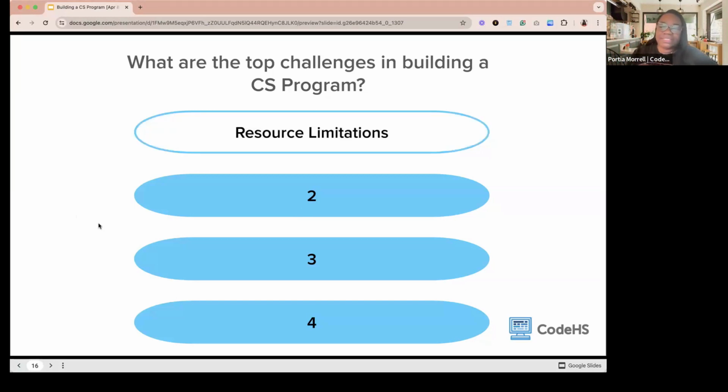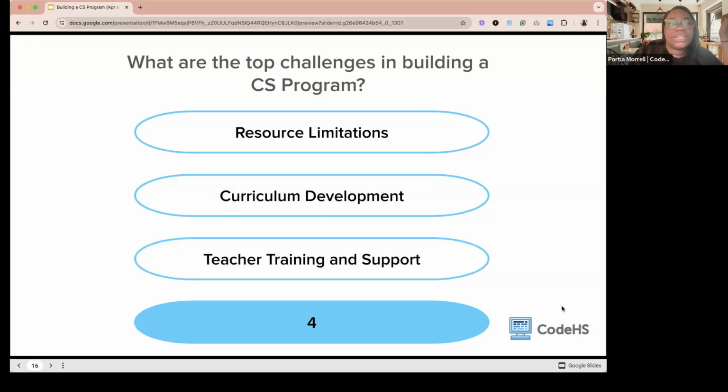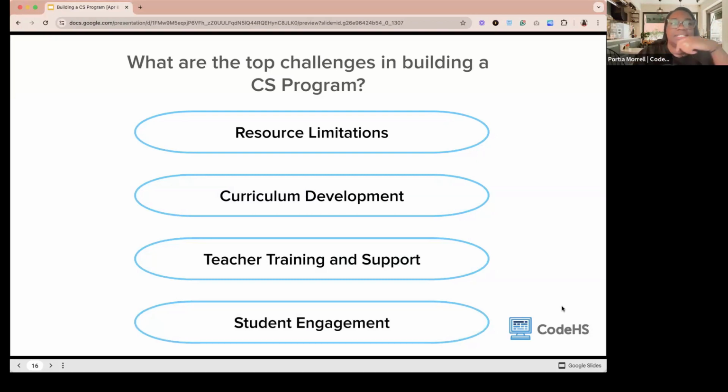So the first one I have is resource limitations, and we'll talk about what that really means. The second one is curriculum development, which some of you mentioned, teacher training and support, and last but not least, student engagement. I chose, well, I didn't really choose these, but I chose to focus more on the teacher sides because I looked to see who signed up for this session. And because many of you were teachers, we looked at the teacher's perspective because some of you might not have the ability to change things on an admin level.